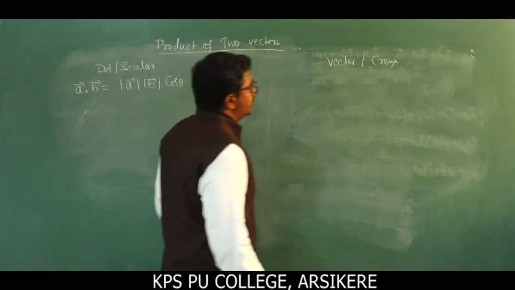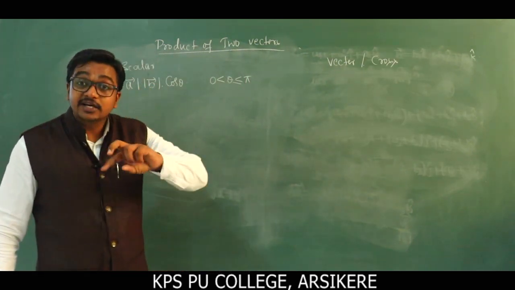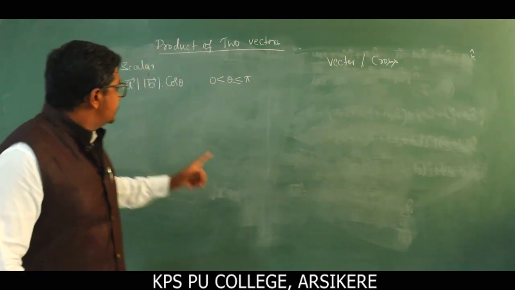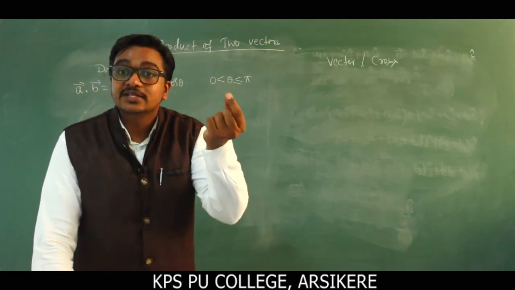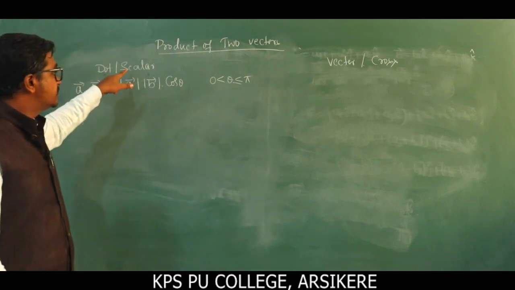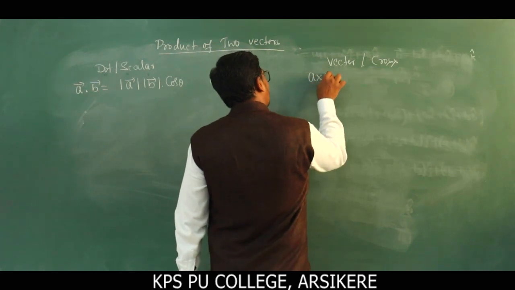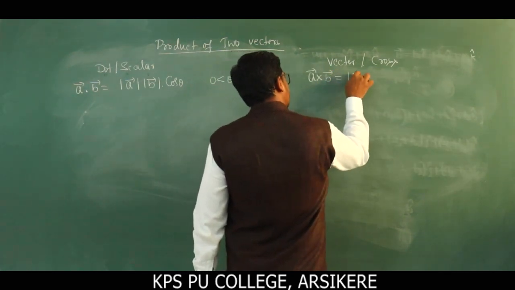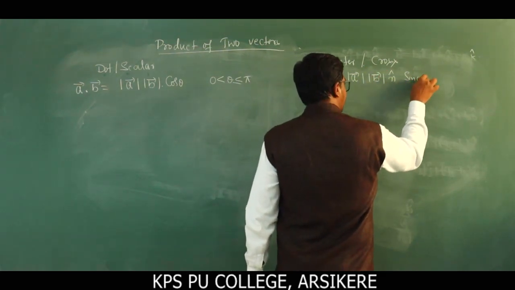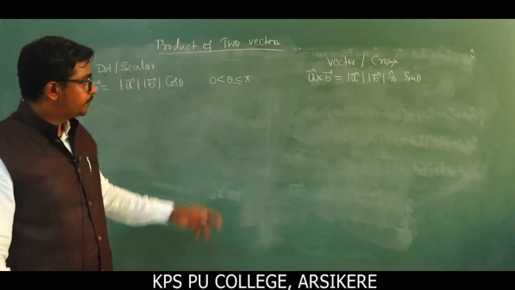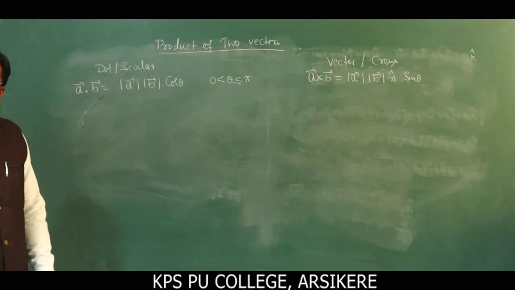And another one, for the same thing, the definition of vector product: vector means the resultant quantity is a vector. Whereas in the dot product the resultant quantity is what? Scalar. That's why it is called scalar product, and that is called vector product. This is denoted by vector A cross B is equal to magnitude of vector A into magnitude of vector B into n cap into sin theta. Here also theta varies from 0 to pi. This is the definition of dot product, and that is the definition of vector product.